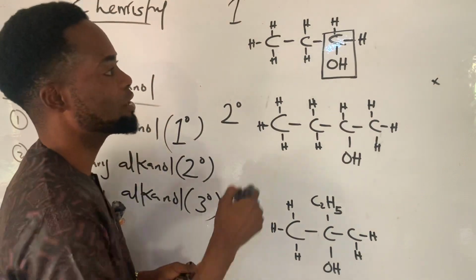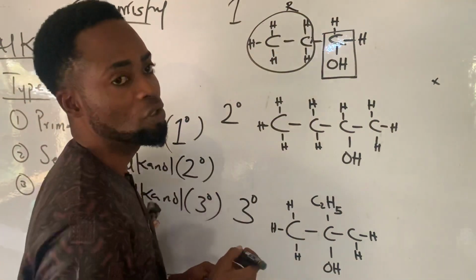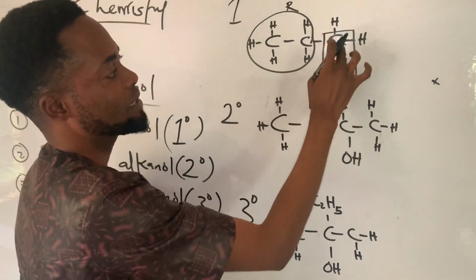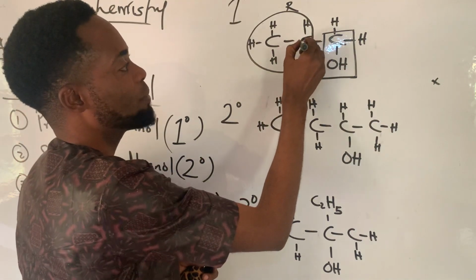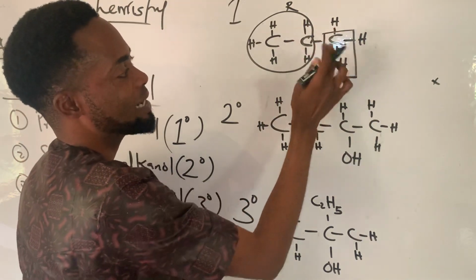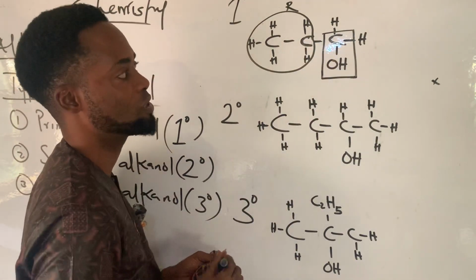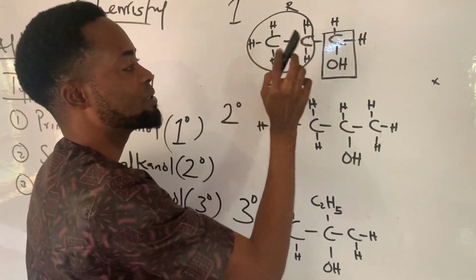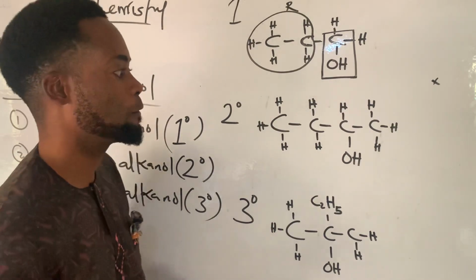Now, how many alkyl groups? This is an alkyl group, which we can represent with R. So one alkyl group is attached to the carbon carrying the OH. Or better still, you can check how many carbons are directly attached to this carbon. This is the only carbon directly attached to this carbon. So since there's only one carbon directly attached, it is a primary alkanol.